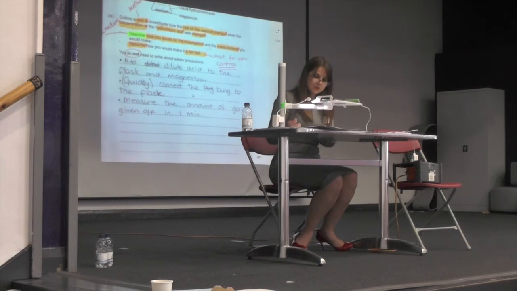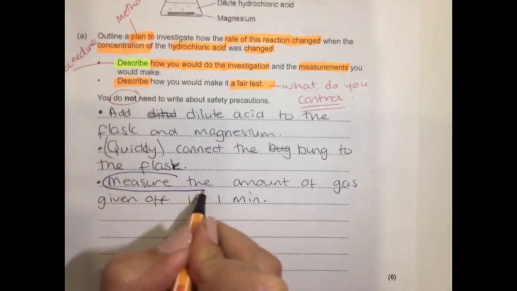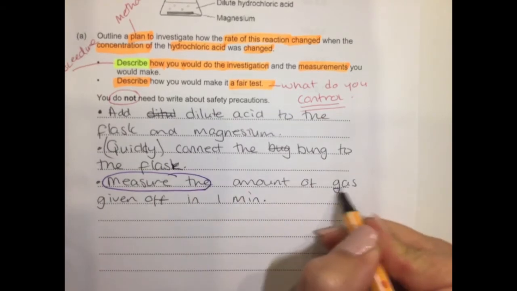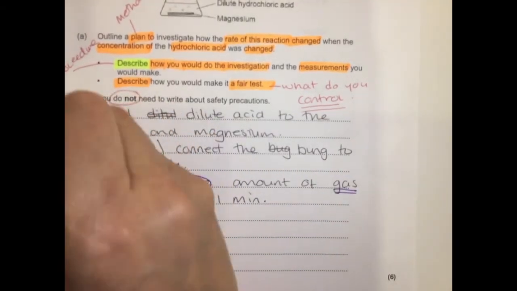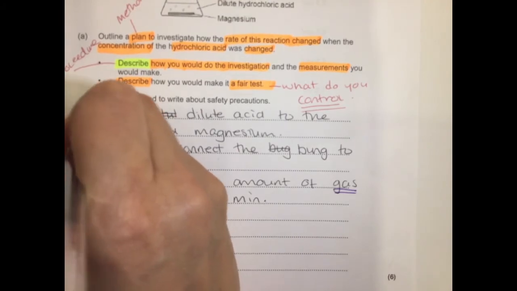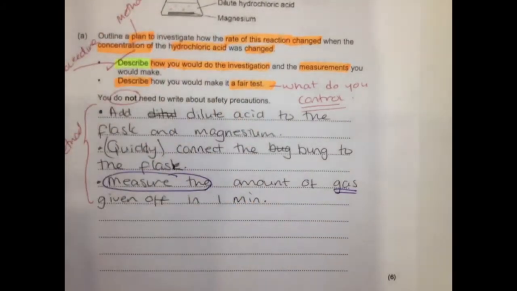Now it asks for measurements, and we've given one measurement here, but we're missing some other measurements. So measure the amount of gas given off. So we need to do some more. So this first part is your method. That's this one. We've done that top part.